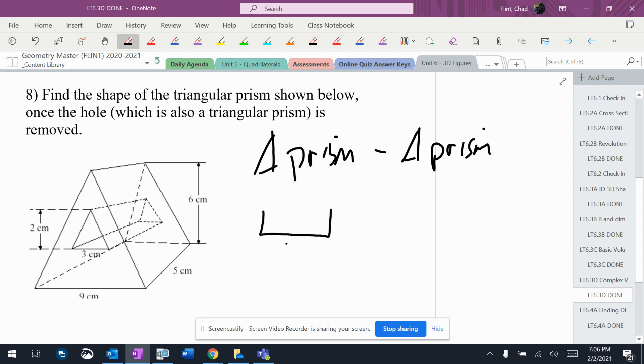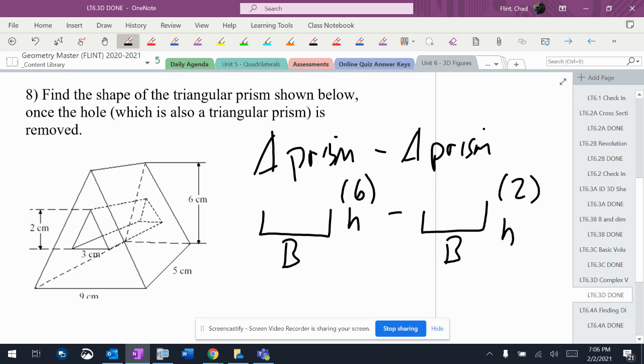Okay, prisms are area of the base times the height. So I'm going to have in my formula, the larger triangular prism is 6 tall. The smaller triangular prism is 2 tall. All right, so here's the larger triangular prism's height right there. There's the smaller triangular prism's height right there. Okay, and I just did that wrong. So let me erase that, and let's pretend that never happened.